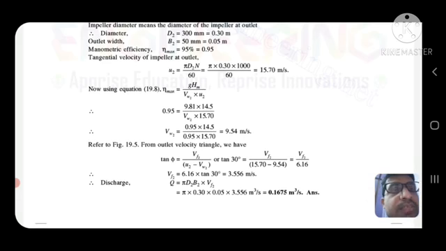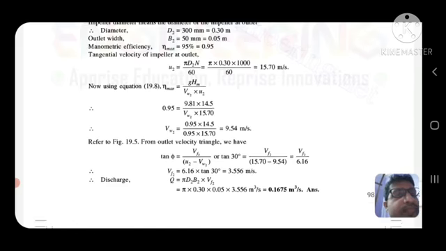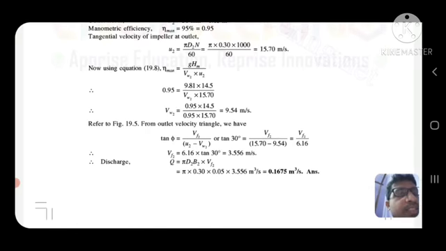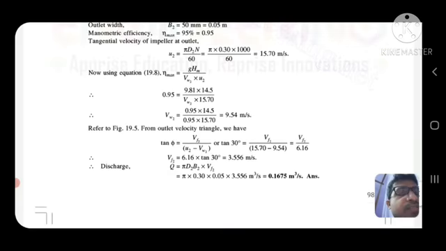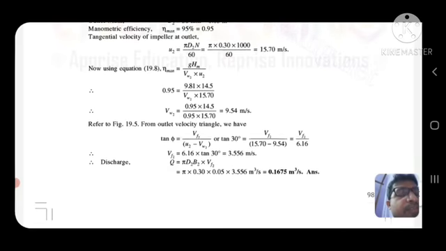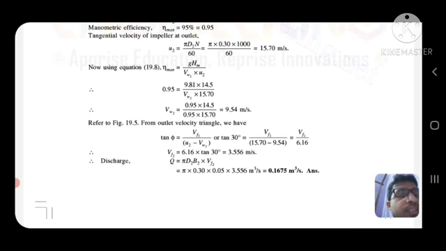Tangential velocity of the impeller at outlet, U2, is equal to pi D2 N by 60, which is pi into 0.3 into 1000 by 60, 15.70. Now using the manometric equation, g Hm by Vw2 U2, so 0.95 equals 9.81 into 14.5 by Vw2 into 15.70. So Vw2 is equal to 9.81 into 14.5 divided by 0.95 into 15.70. So that is equal to 9.54 meter per second.